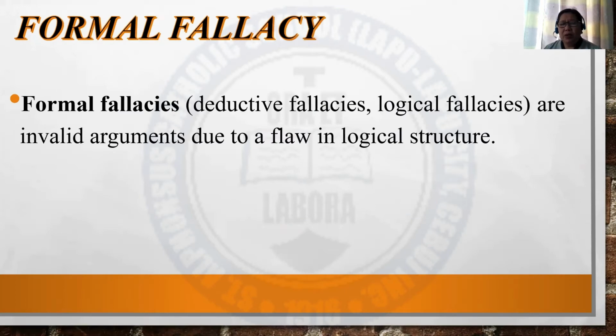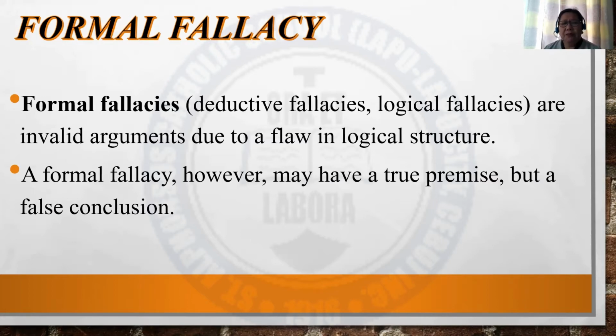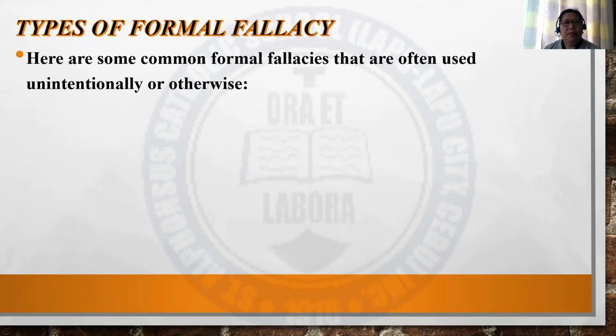Formal fallacies, which can also be called deductive fallacies or logical fallacies, are invalid arguments due to a flaw in logical structure. A formal fallacy, however, may have a true premise but a false conclusion. Here are some common formal fallacies that are often used unintentionally or otherwise.